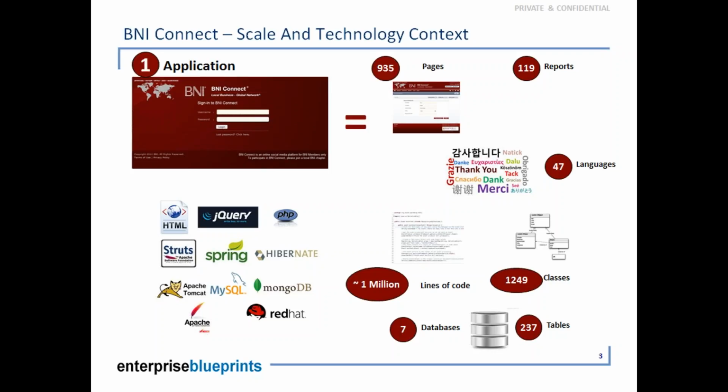There are about 120 reports, and what makes BNI Connect so unique is that it has to be translated into 47 individual languages, including about a dozen or so different versions of English. So unfortunately, we can't just use something like Google Translate to push the content out there, because we have so many proprietary terms in BNI. There are about 1 million lines of code. They use a dozen or so different web technologies, but it really is a great program.